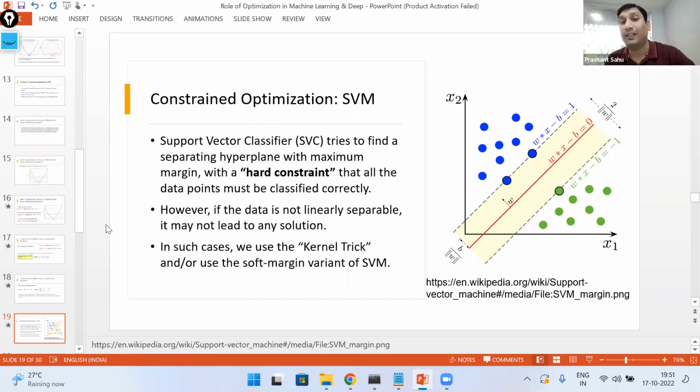So what is a soft margin variant? That is where you are removing the hard constraint. Not exactly removing, but you are allowing for misclassifications. Okay. So we'll not get into other details, but the only takeaway from this slide is, yes, support vector machine is a case of constraint optimization. If you understand that much, understood, right?